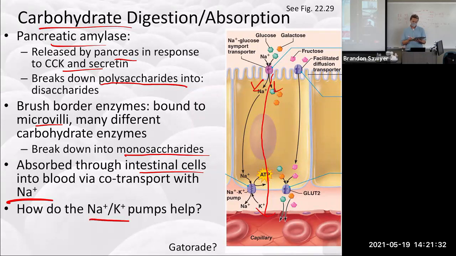Okay, sodium potassium pumps are important for this too, because we've also got to get the sodium out of the cell, right? If we just let that sodium keep coming in, then it would build up and we wouldn't have the gradient for sodium anymore. So we got to push the sodium out of the cell over here. And so those sodium potassium pumps are important for that process. So this is a really ATP dependent process, right? It takes a lot of energy to absorb things, right?